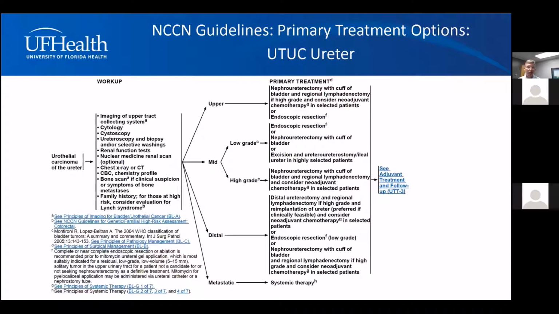If we're talking about upper tract urothelial cancer in different locations, the most important point is that nephroureterectomy with a cuff and lymphadenectomy should be performed, but distally we may be able to spare that kidney and do a distal ureterectomy.